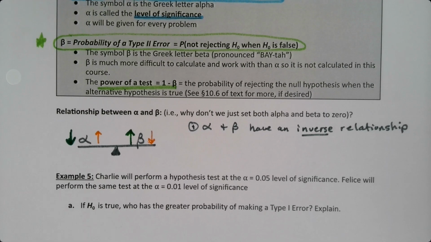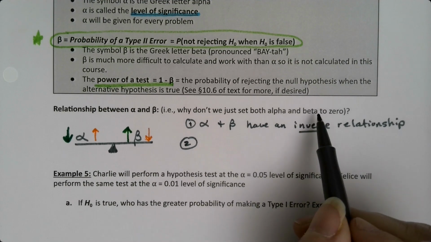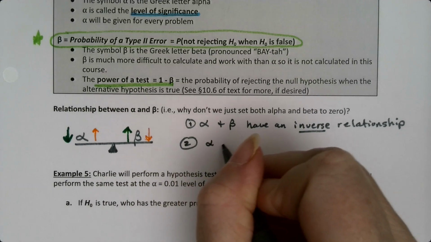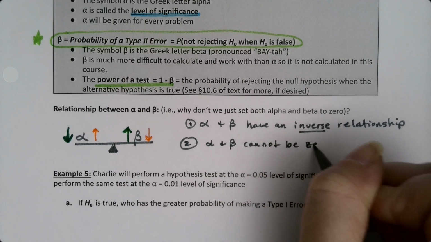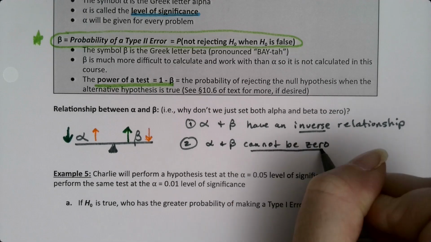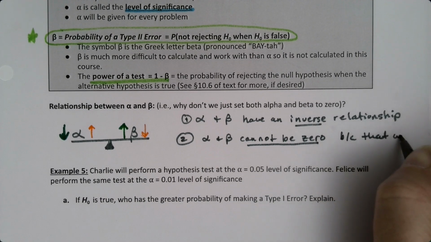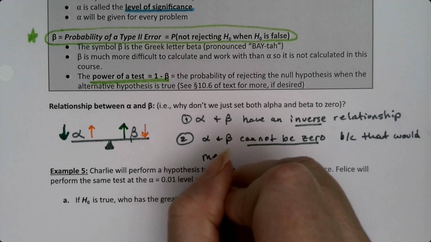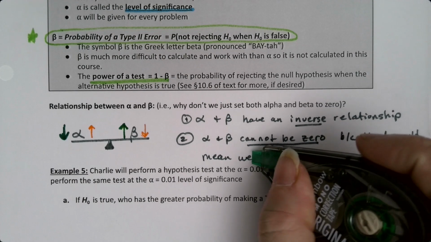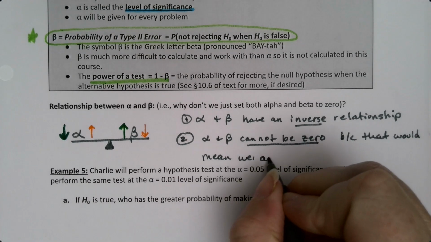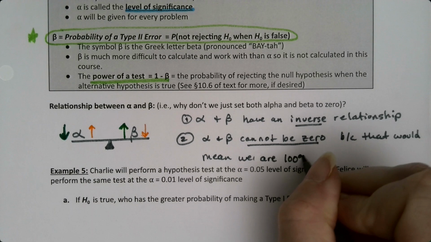All right, well, both of these are terrible, right? So why can't we just make them 0? That's this question right here. So alpha and beta cannot be 0, neither one of them, because that would imply that we were 100% certain. And that's impossible. Also, if you lower your alpha to 0, you're going to be raising your beta way up. And that's not good either.